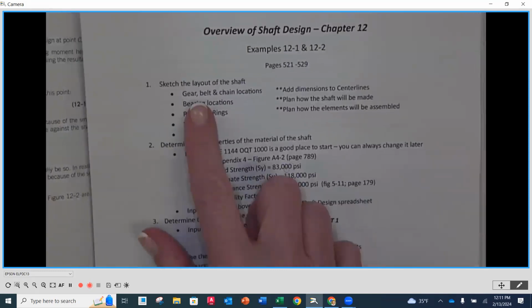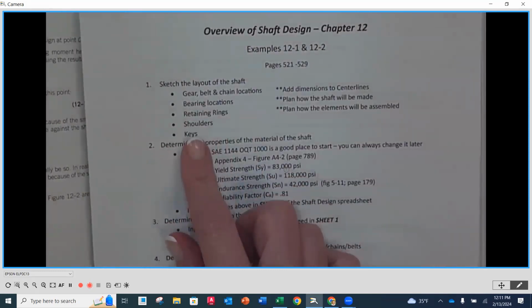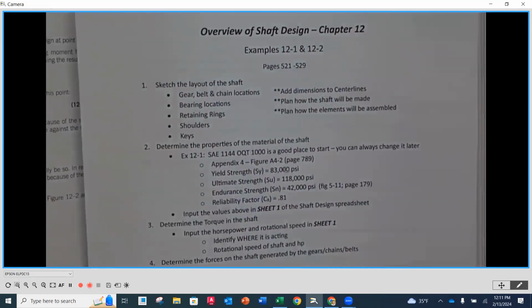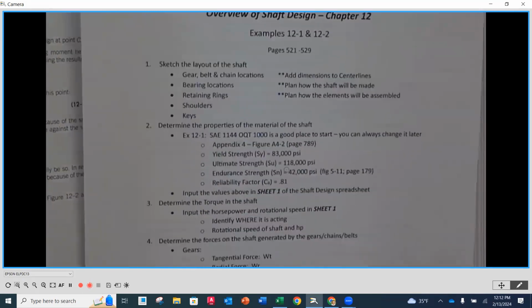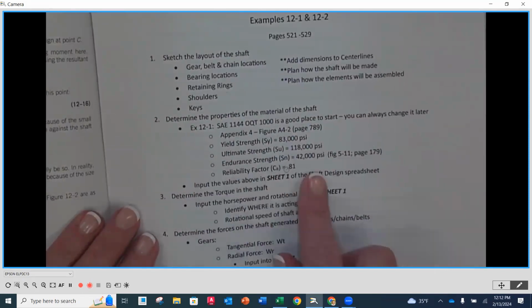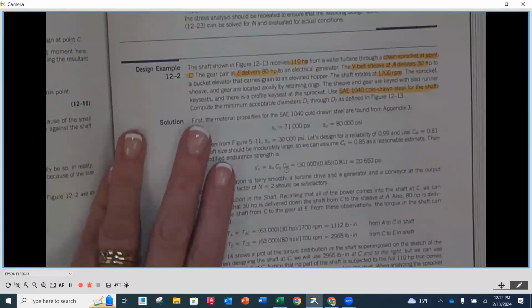Okay, so knowing where gear, belts, and chain drive locations are, bearing locations, retaining rings, shoulders, keys, and then the dimensions on center for each one of those elements are going to be essential. So that's background that's done for us already in this problem. Then number 2 here, this is when we're going to be putting in our material. Now, for example 12.1, we went through that process. We're going to do that very same thing now for example 2 for a different material. Okay, a different material. They're calling out 1040 SAE cold drawn steel.